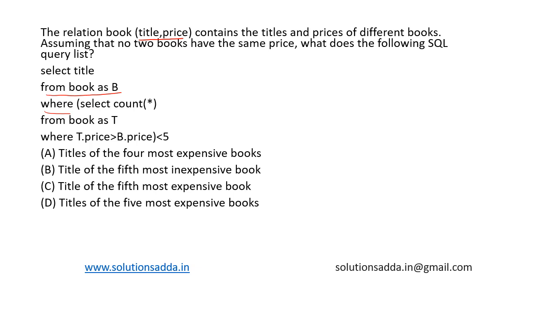For every selected book, the subquery returns the count of those books which are more expensive than the selected book. This is what happens here. The where clause of the outer query will be true for the 5 most expensive books. So for example, count(*) will be 0 for the most expensive book and count(*) will be 1 for the second most expensive book.